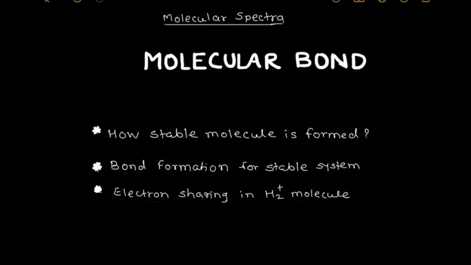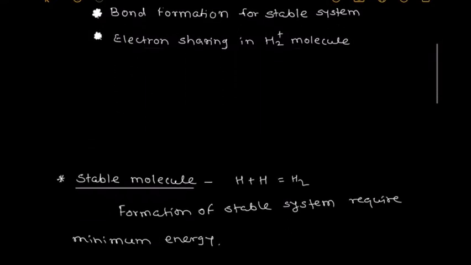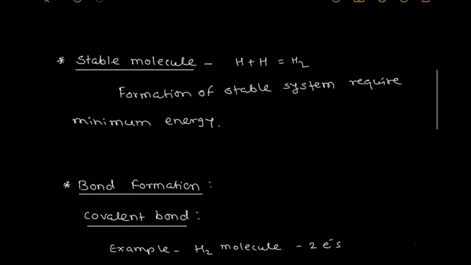Today we discuss the first point in molecular spectrum, that is molecular bond. In that article we explain these points: how a stable molecule is formed, the bond formation for a stable system, and electron sharing in the H2 plus molecule. Now firstly we explain how the stable molecule is formed.